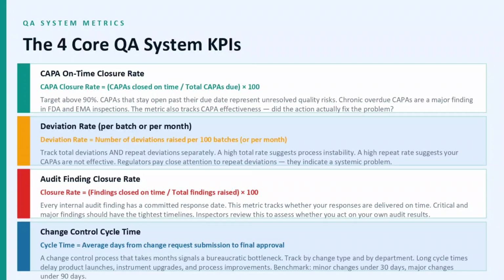Fourth, change control cycle time. This measures the average number of days from when a change request is submitted to when it receives final approval. If your change control process takes 4 months for a minor instrument software update, that is a problem. It signals bureaucratic inefficiency that slows down legitimate quality improvements. Benchmark. Minor changes should close in under 30 days. Major changes involving validation work in under 90 days. Track this by change type and by department to find the bottlenecks.